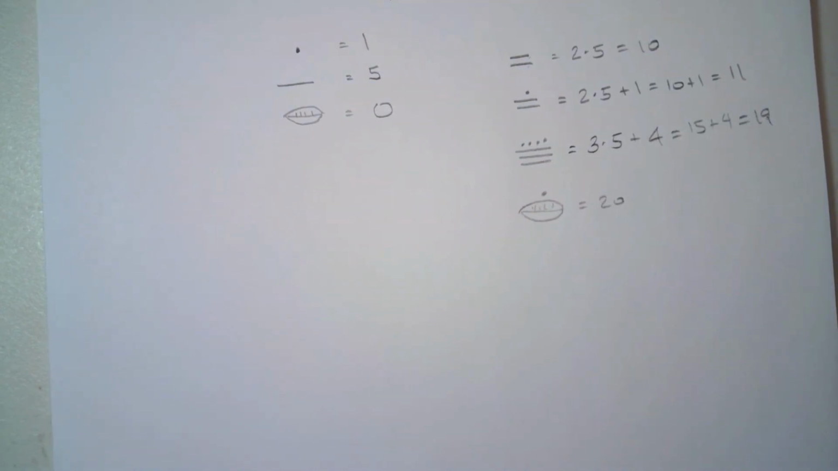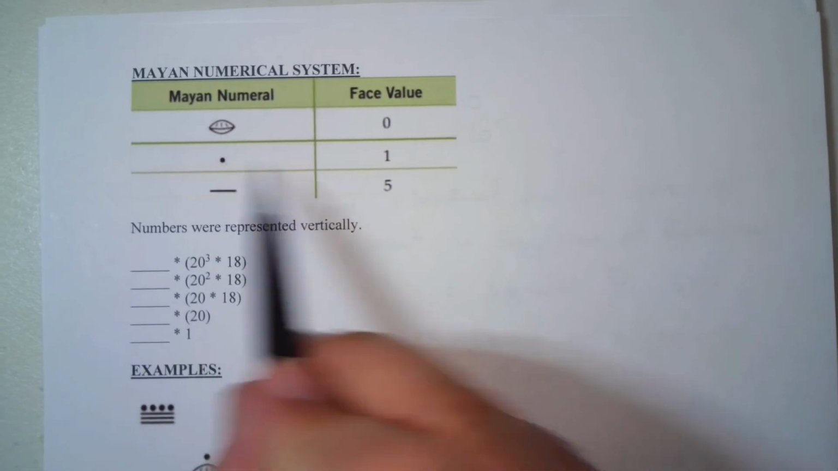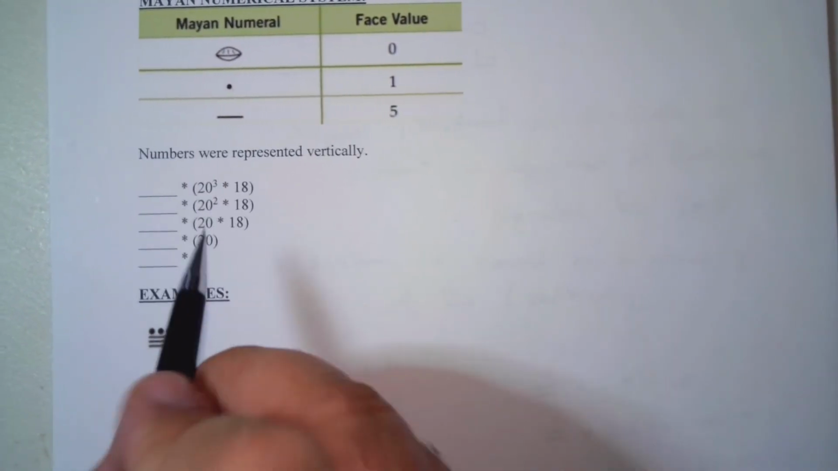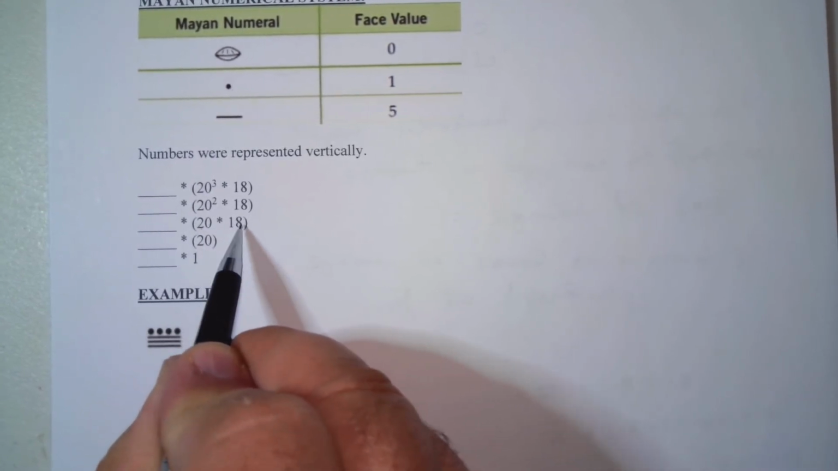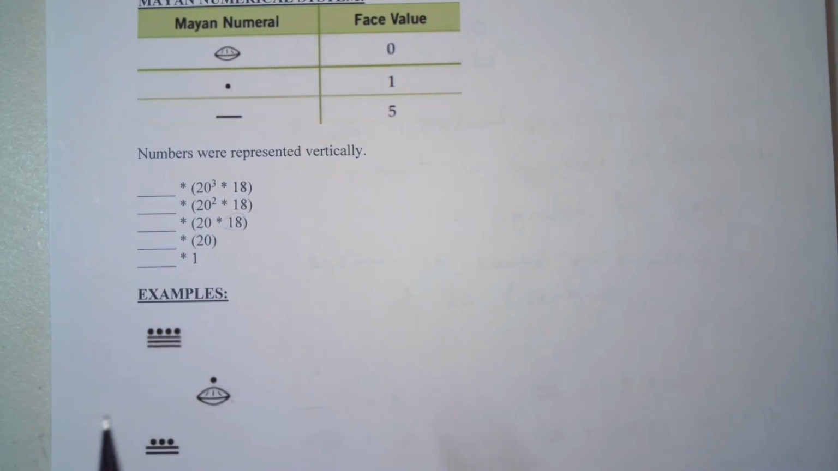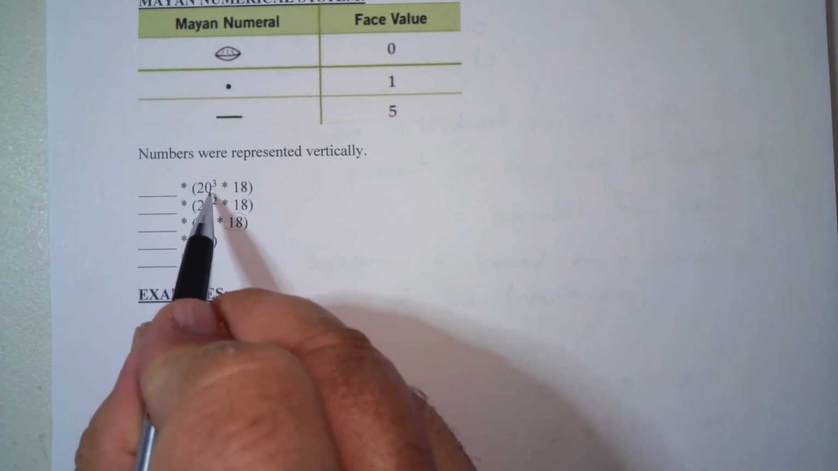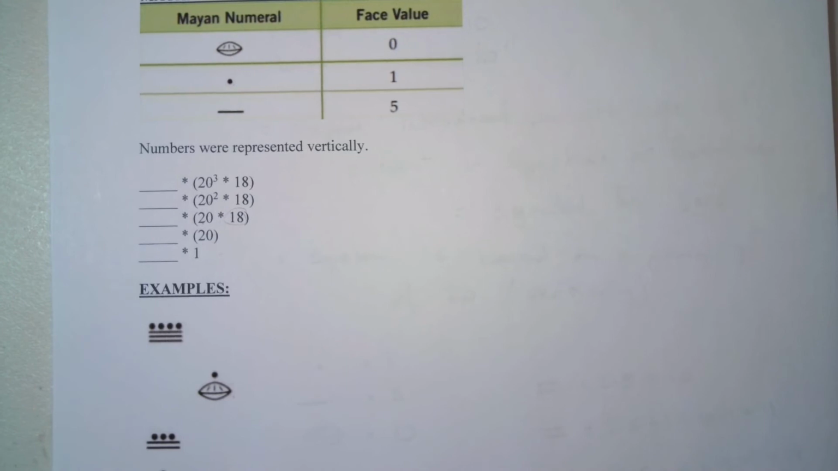Alright, so let's look at some examples here. The shell was 0, the dot was 1. Now, each level is done vertically. The lowest level is the 1s, the next is 20s, but then they go 20 times 18. Then it's 20 times 20 times 18. Then 20 times 20 times 20 times 18. So it's an interesting concept that they had.